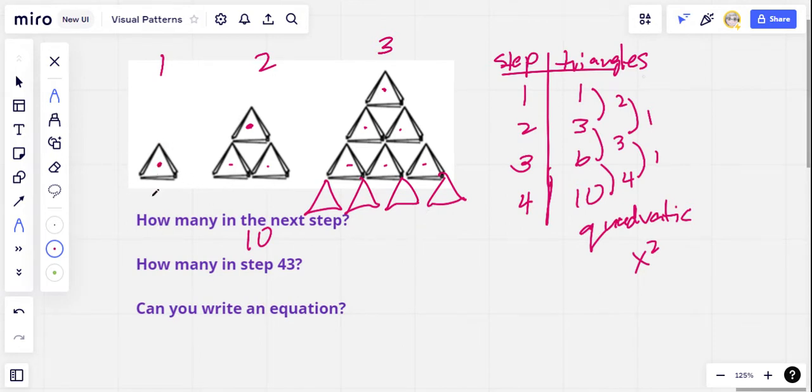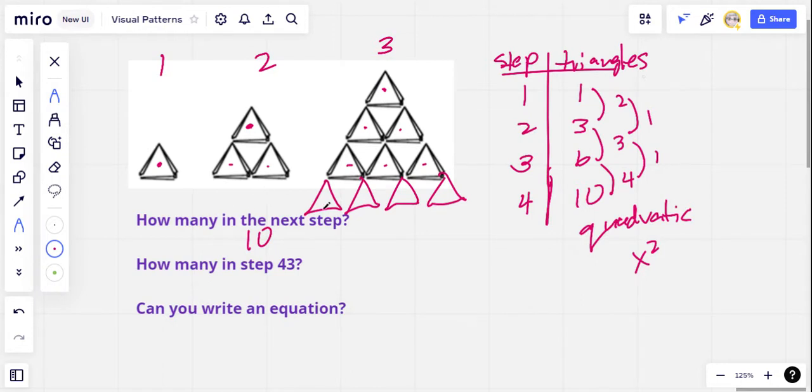If we just took x squared, it would work for step 1, right? Because x squared, 1 squared, if we're putting in the 1 for the x, that's the step number for x. So if y equals x squared, we got y equals 1, that's the number of triangles. So that works. But the minute we move on to the next step, it doesn't work. So 2 squared is 4, and we have 3 here. 3 squared is 9, and we only have 6 here.